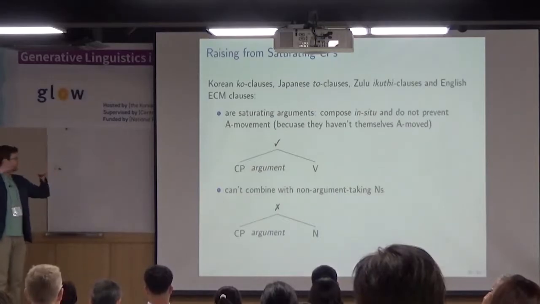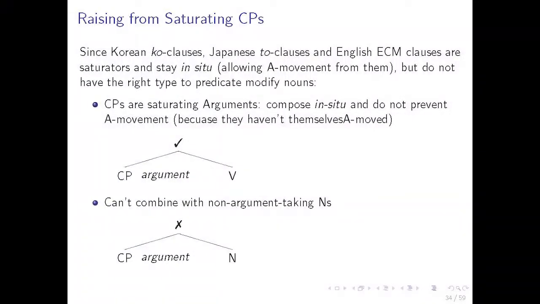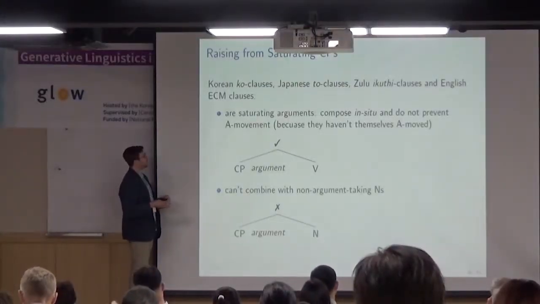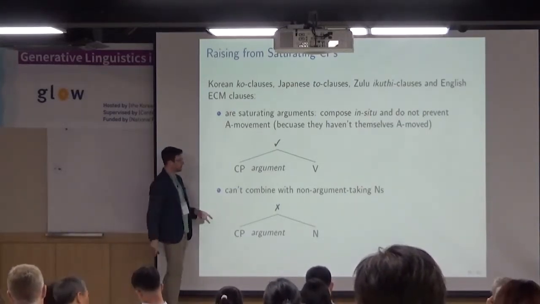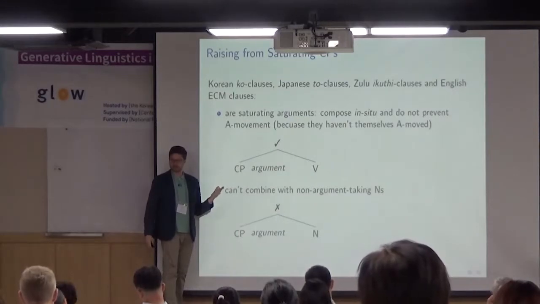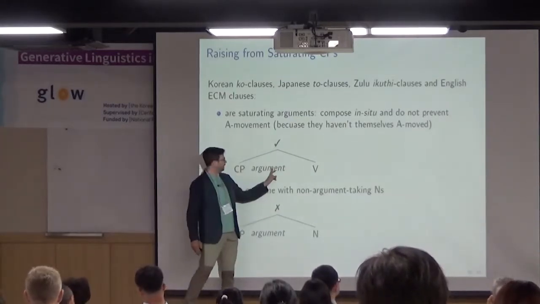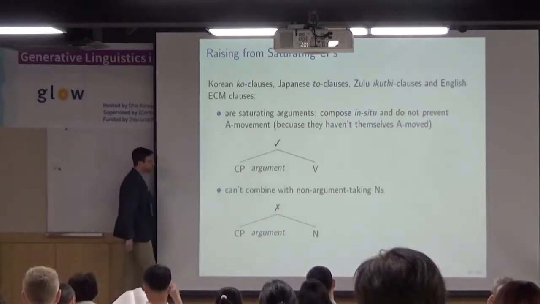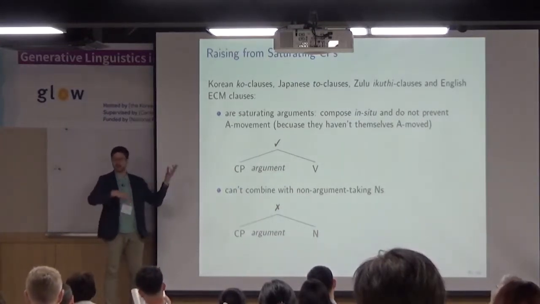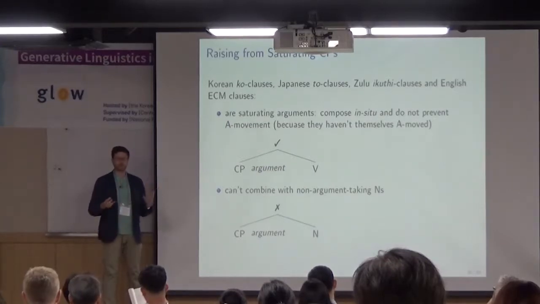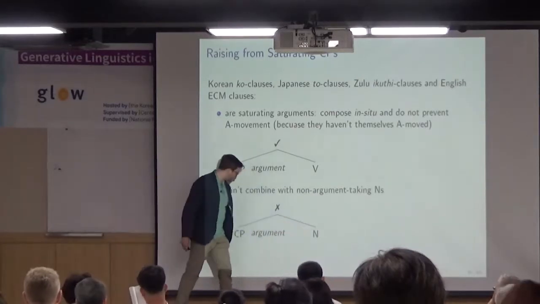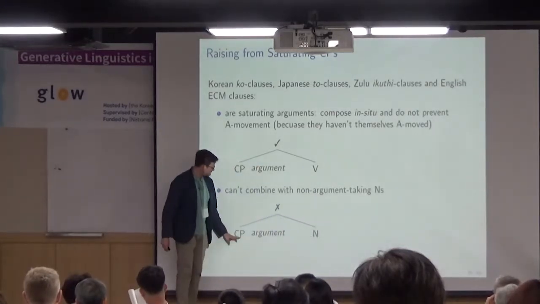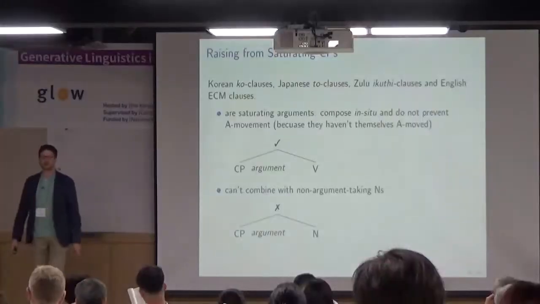Now, let's go back to Korean and Japanese and Zulu. Well, they're just going to be like English clauses in the sense that they're going to be saturators, not non-saturators. So in a way, they're the uninteresting case from this perspective. The CPs are perfectly happy to be arguments of verbs, so they don't invoke any movement to get them integrated, so they don't invoke Müller's generalization, and they're transparent for operations. And they don't combine with nouns because nouns can't combine with arguments without something special.